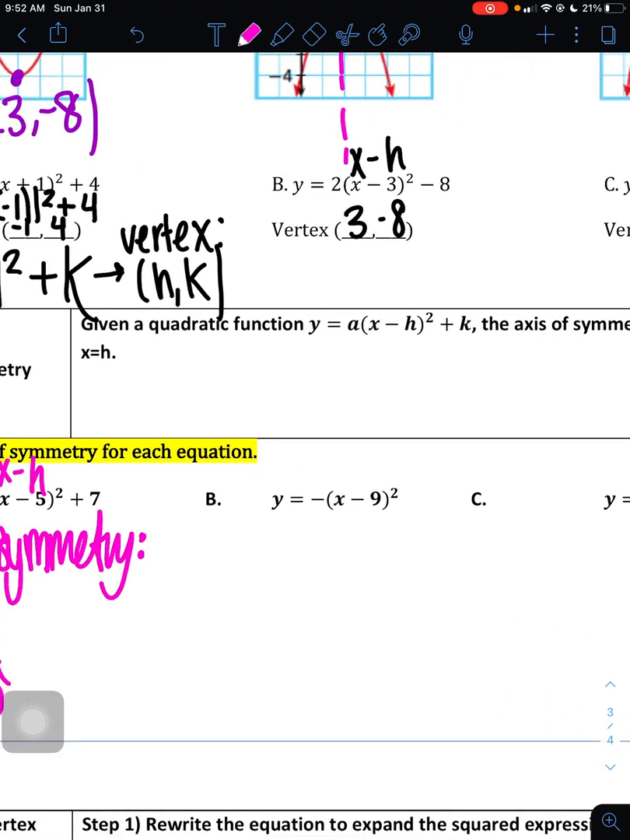Now we have to do the same thing with part B. I'm going to go ahead and verify that it's in my format x minus h. It is. So my axis of symmetry line is just x equals 9.